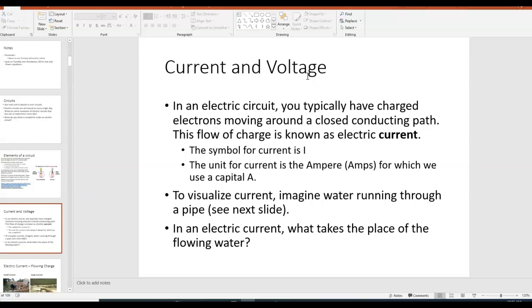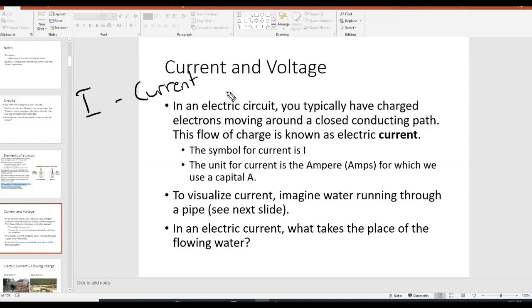Okay, so this slide says current and voltage. It says in an electric circuit, you typically have charged electrons moving around a closed conducting path. This flow of charge is known as electric current. Now, for reasons I don't understand, the symbol for current is not a C, like you might think. It is actually a capital I. So I is the symbol for current. Again, I don't know why we use I for current, but that's what we use.